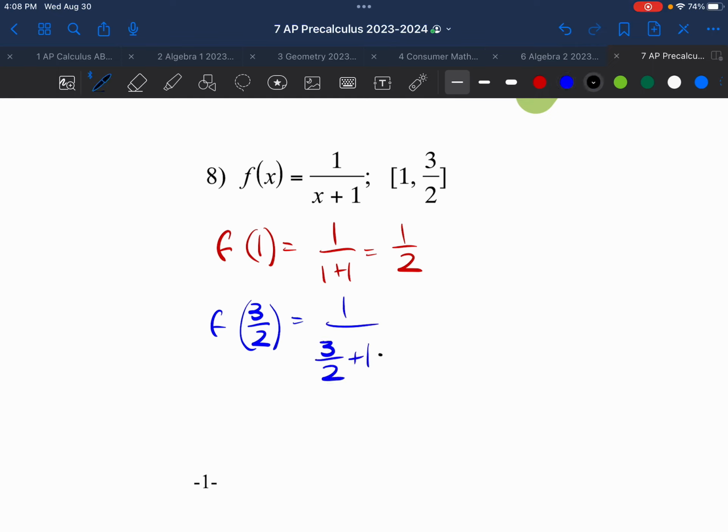3/2 plus 1 is a little bit hard, so I'm going to change this to 2 over 2. So 2 over 2 plus 3 over 2 is 5 over 2. So I'm going to get 1 over 5 over 2. And again, remember that rule: 1 over anything is just the flipping of the anything, which is equal to 2/5.